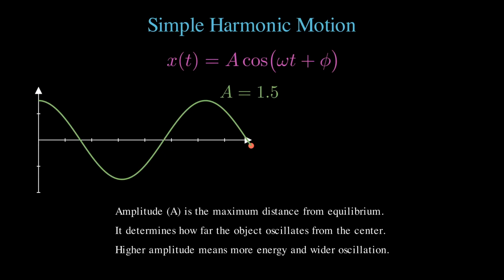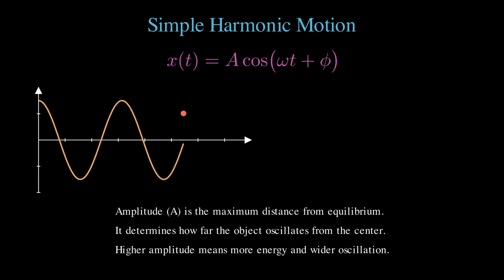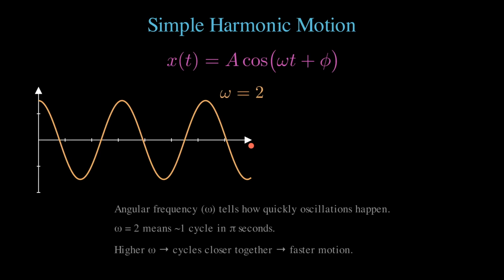Amplitude A is the maximum distance from equilibrium. It determines how far the object oscillates from the center. Higher amplitude means more energy and wider oscillation. Angular frequency, omega, tells how quickly oscillations happen. Omega equals 2 means approximately 1 cycle in pi seconds. Higher omega means cycles are closer together and motion is faster.